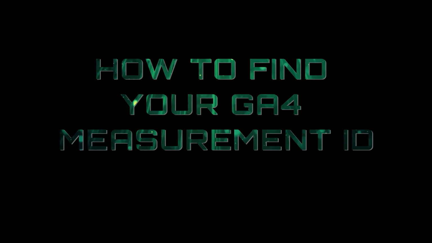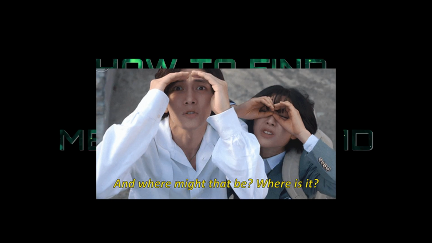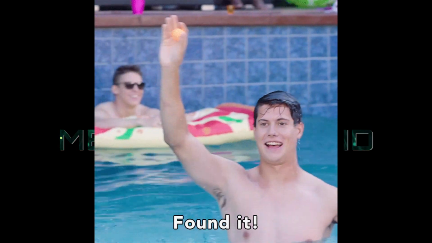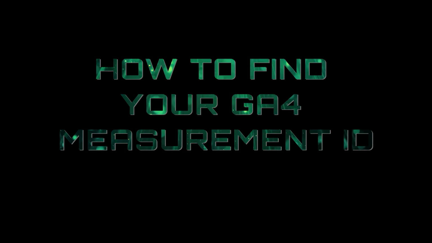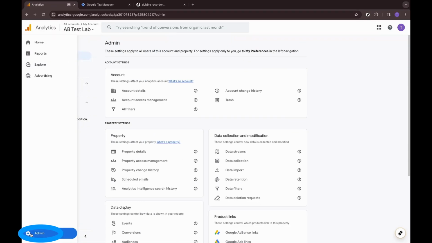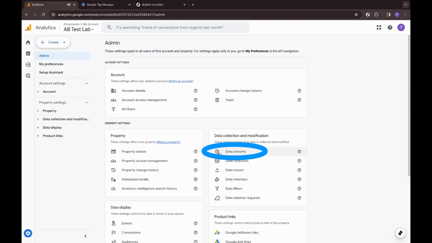Are you struggling to locate your Google Analytics 4 measurement ID? This video will guide you through the simple process of finding and seamlessly adding it to your Google Tag Manager. First, navigate to the Google Analytics Admin section and select Data Streams from the menu.